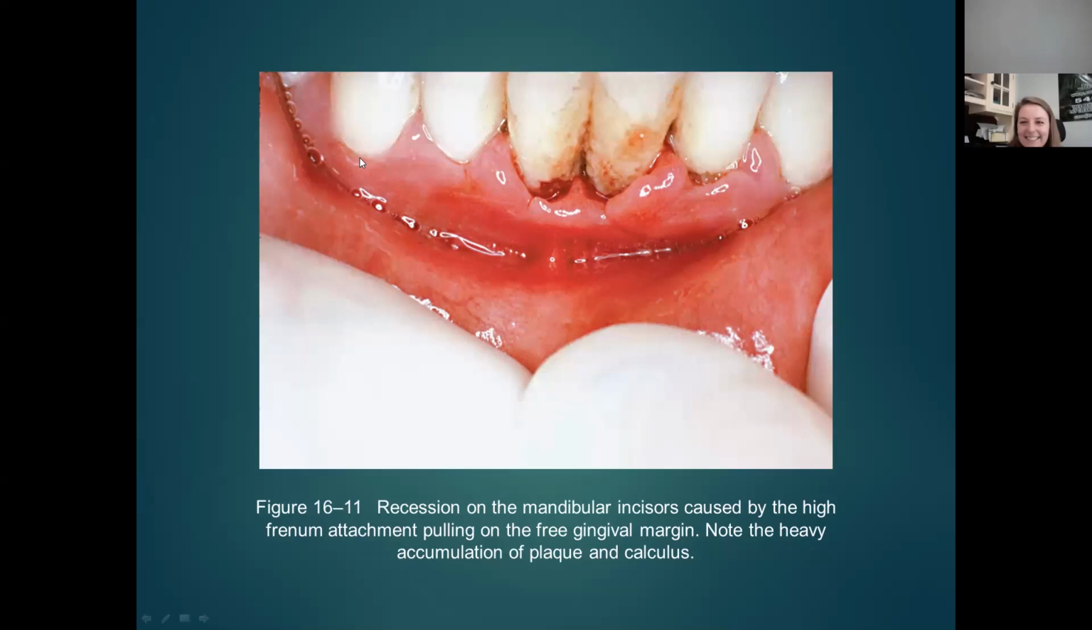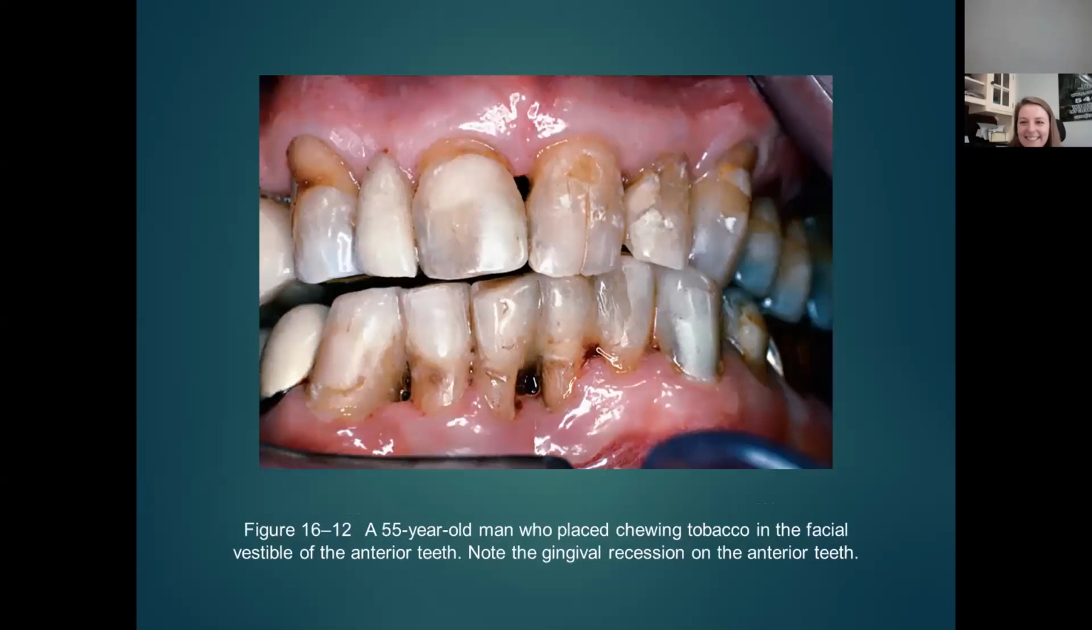So is it papillary inflammation? Is it marginal inflammation? Or is it diffuse inflammation? And this is diffuse inflammation on the mandibular anteriors. It just encompasses the entire attachment apparatus.